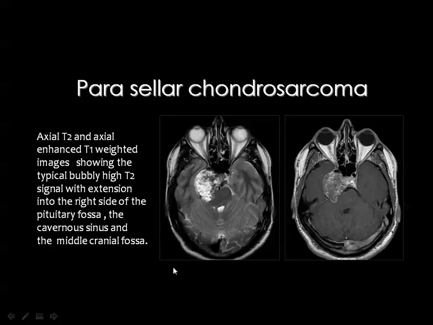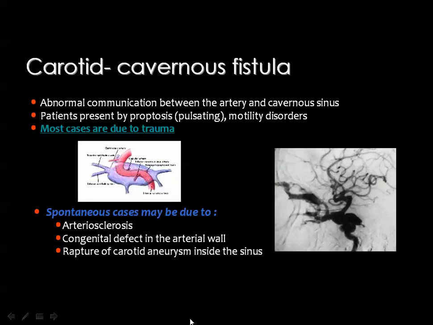This is also a parasellar lesion, which is a little bit bright in the T2 weighted image with some intermediate signals that may represent calcification or flecks of bone inside, and the lesion shows heterogeneous post-contrast enhancement.